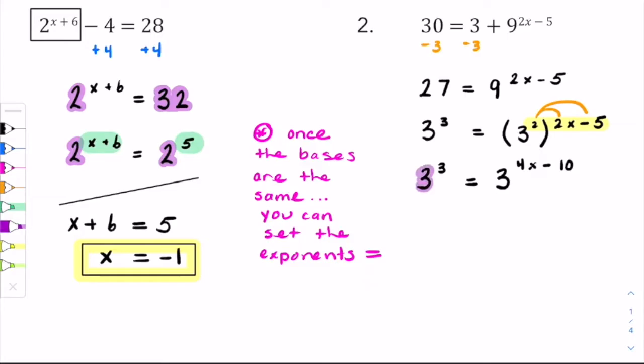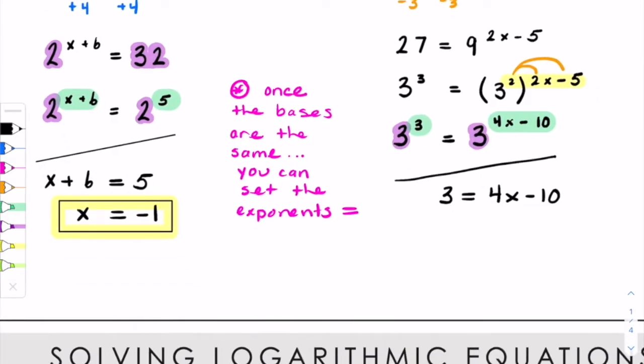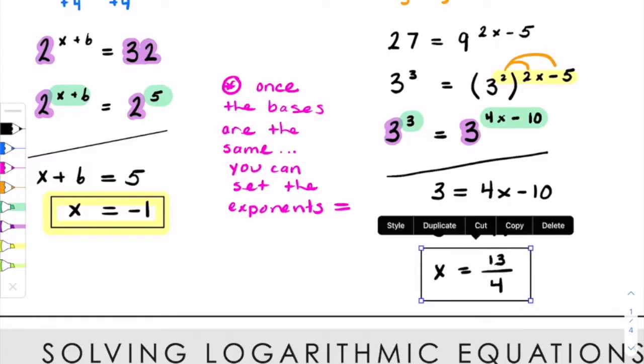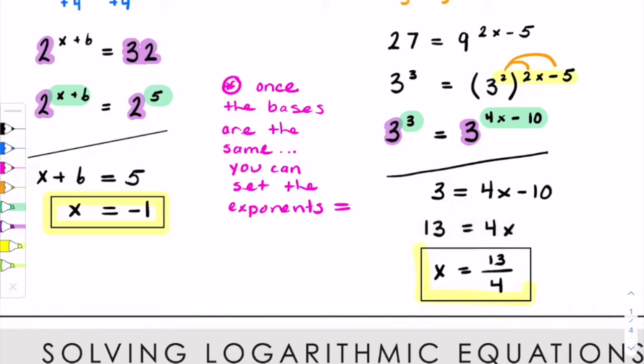At this point, our bases are the same, so we can set our exponents equal. In order to solve, I'll add 10 to both sides, and then I divide both sides by 4, giving me a solution of 13 over 4 for my final answer. And you can check that, make sure it comes out to be true.